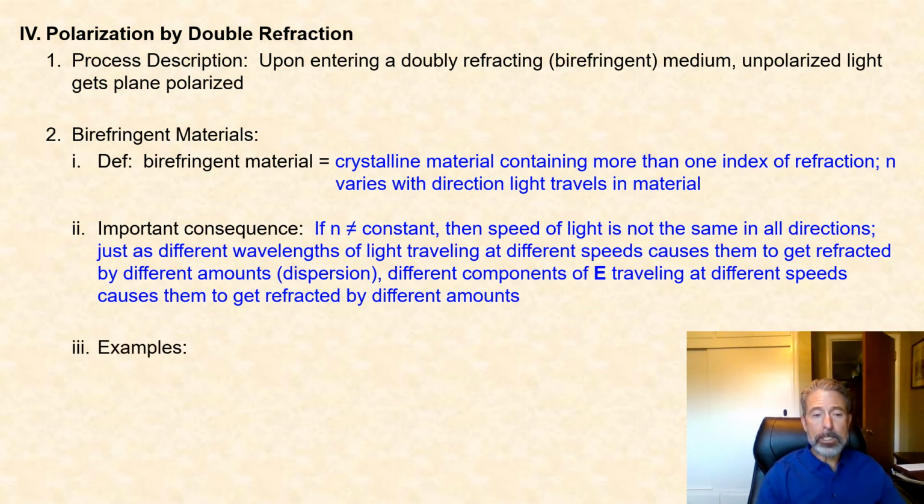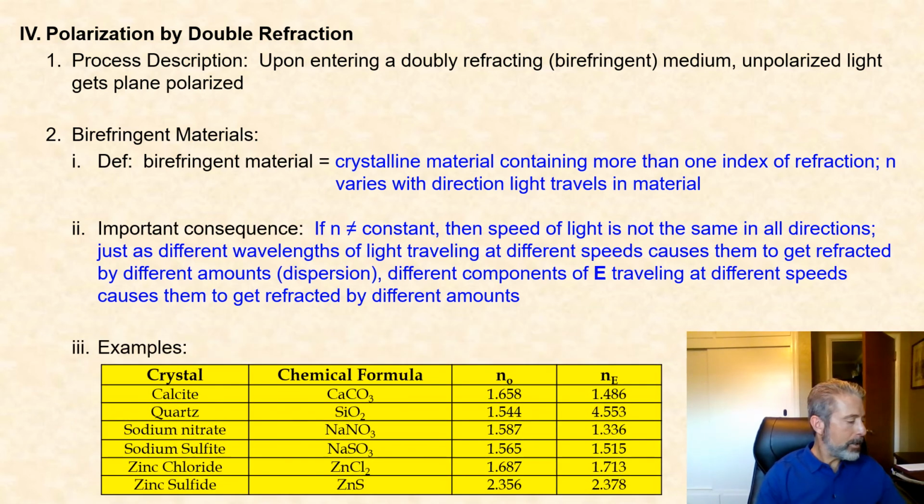So looking at some examples here of birefringent materials, calcite, calcium carbonate, you see here on the right that we have really two indices of refraction, N sub O and N sub E, and we'll talk about this. O stands for ordinary, E for extraordinary. We'll get to that next slide. And you'll notice that while the indices of refraction are not that different, they are different.